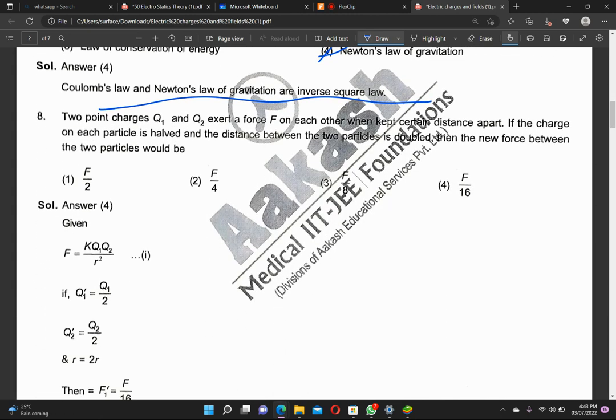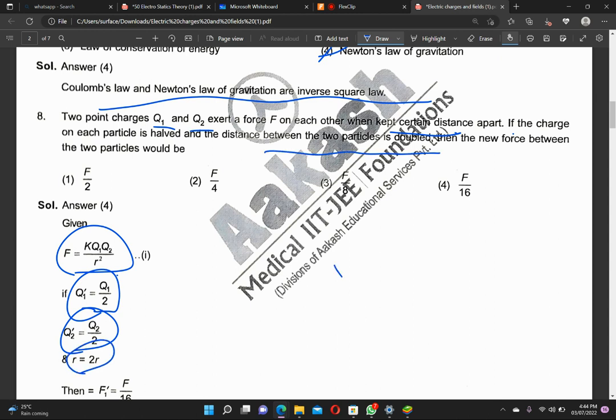Now, two point charges Q1 and Q2 exert a force F on each other when kept a certain distance apart. If the charge on each particle is halved and the distance between the two particles is doubled, then the new force between the two particles would be? So for point charges Q1 and Q2 you can apply Coulomb's law: F equals K Q1 Q2 by R square. If the charge on each particle is halved, then Q1 dash is Q1 by 2, Q2 dash is Q2 by 2, and the distance is doubled, meaning R becomes 2R.